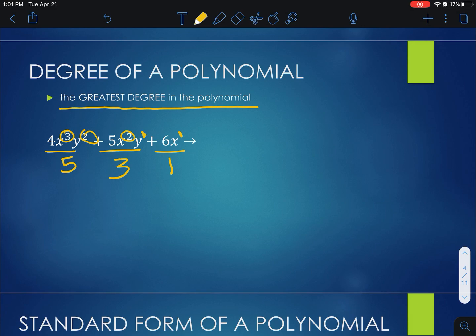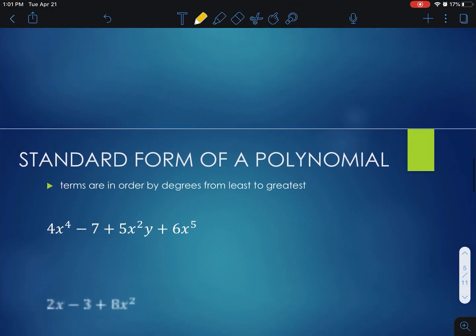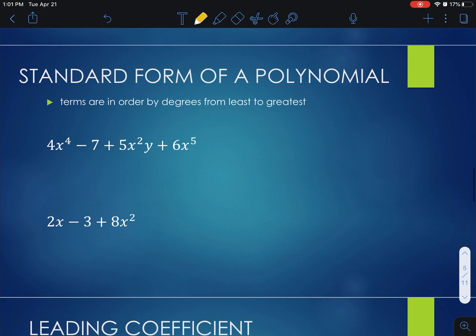Now, all you have to do is take those 3. The biggest one is going to be your degree, so the degree would be 5. Now, the standard form of a polynomial is when terms are in order by degree from least to greatest.